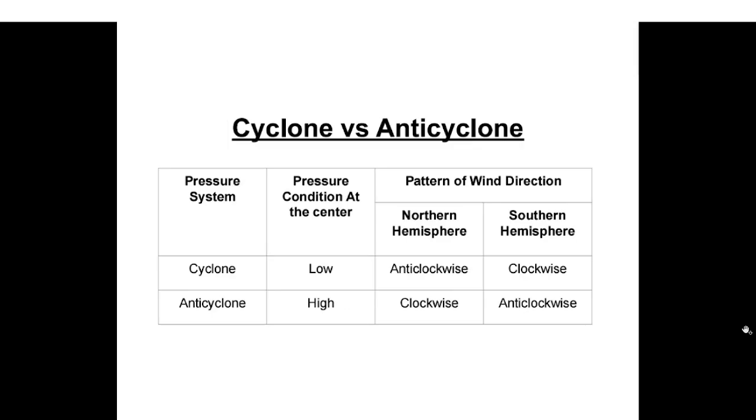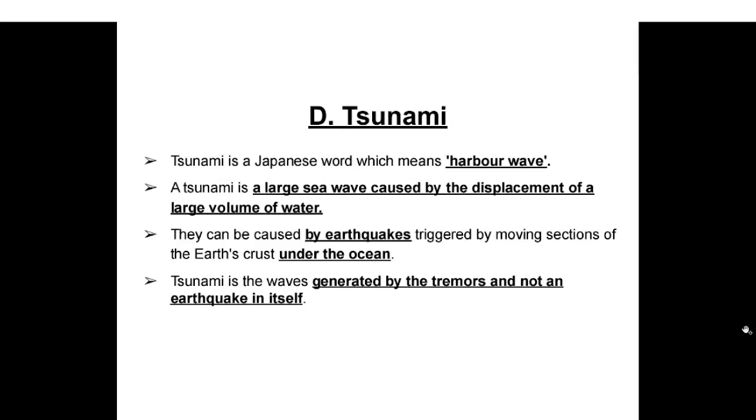Cyclone versus anticyclone. Pressure system. Pressure condition at the center in the cyclone is low, anticyclone is high. Pattern of wind direction. In the northern hemisphere, for cyclone it is anti-clockwise, and for anticyclone it is clockwise. Whereas in the southern hemisphere it is opposite. For the cyclone it is clockwise, and for anticyclone it is anti-clockwise.